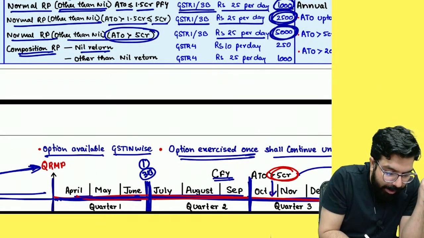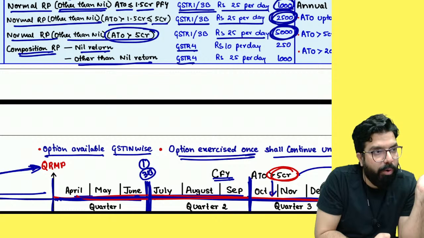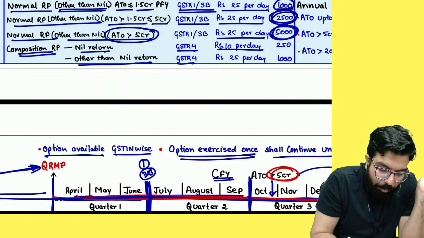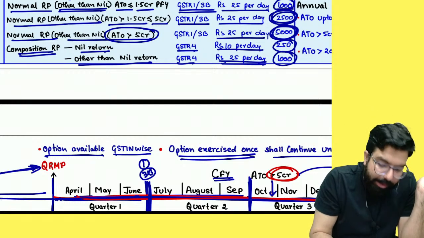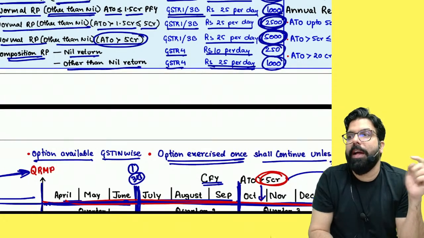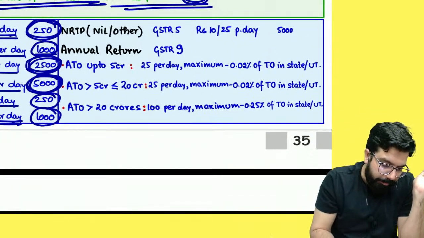Composition dealer, nil return or other than nil return. He will file GSTR4, right? Nil return, then 10 rupees. In nil return, maximum can be 250, and other than nil return, which is not a nil return, in that maximum can be 1,000.